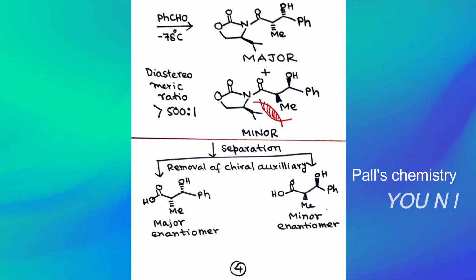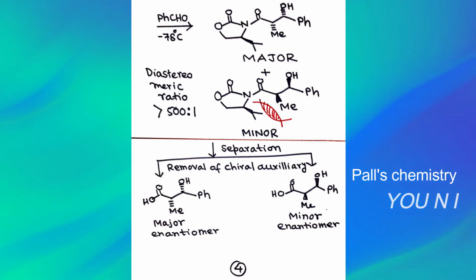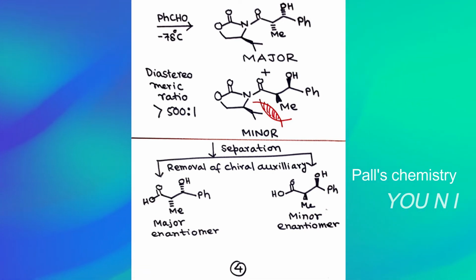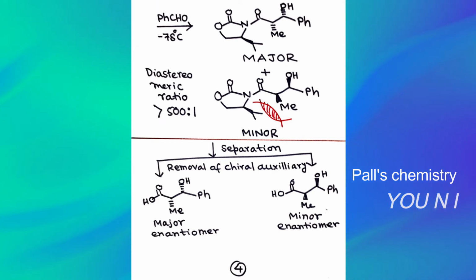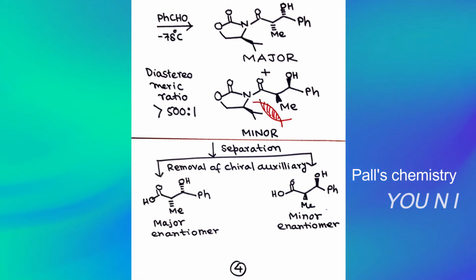and this will be the minor product because there will be steric crowding between isopropyl group and the methyl group. Now, after getting this diastereoselectivity, we can separate these two diastereomers, and after separation we can remove the chiral auxiliary by hydrolysis, and we will be getting the major enantiomer where the hydroxy group at the beta position and the methyl group at the alpha position adjacent to the carboxylic acid will be having the alpha orientation, whereas the minor product will be having the beta orientation for the OH group at the beta position and the methyl group at the alpha position with respect to carboxylic acid.